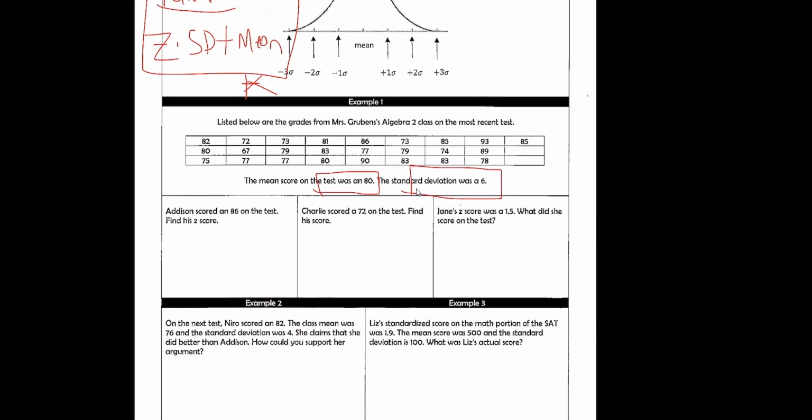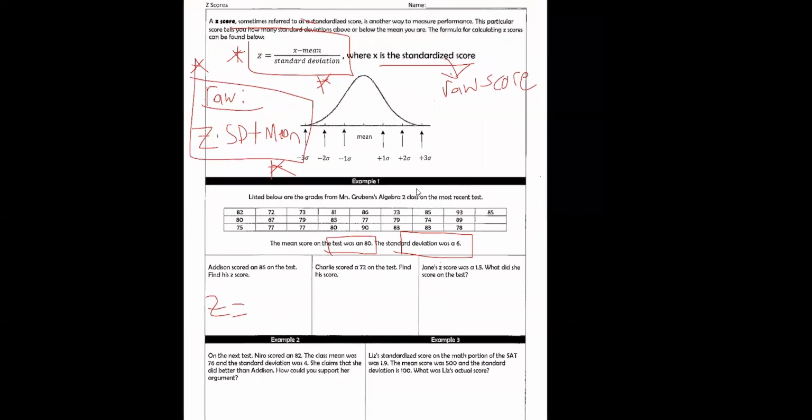So it says Addison scored an 86 on the test, find his z-score. So we're going to use the formula, like this formula here. If you were doing that, you would take his score. That's going to go in place of the x. So you would do 86 minus the mean, which they told us here was 80, divided by the standard deviation.